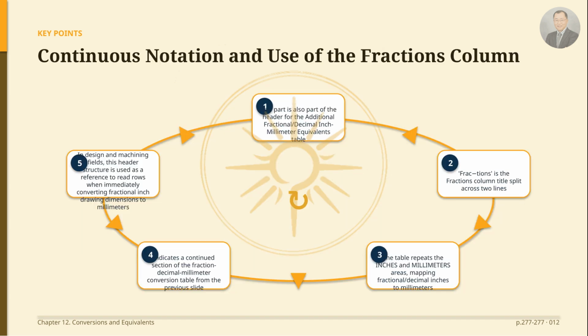This part represents the header for the continuing section of the inch to millimeter conversion table we saw earlier. The fraction seen here is the column title for fractions, split into 2 lines within the cell. The table continues in a repeating format of inch and millimeter sections, allowing you to read the fractional inch, decimal inch, and corresponding millimeter values together in one row. Understanding this header structure ensures that you can quickly find conversion values without confusion when converting inch dimensions written as fractions on a drawing to millimeters in a design or machining environment.